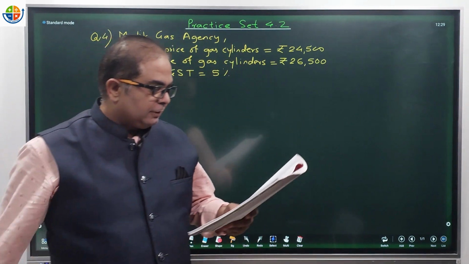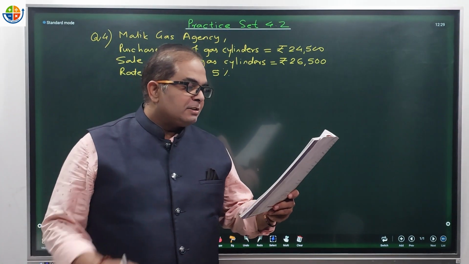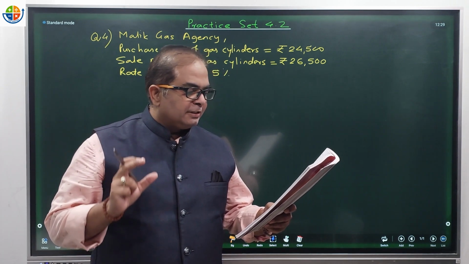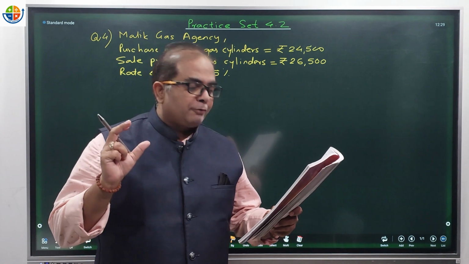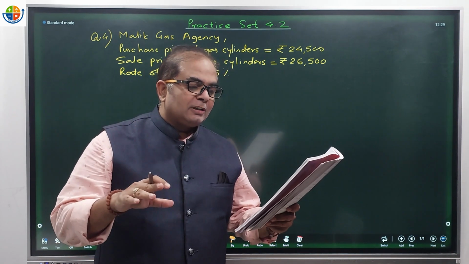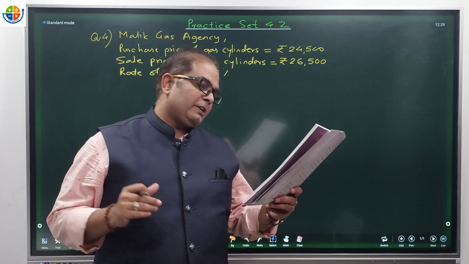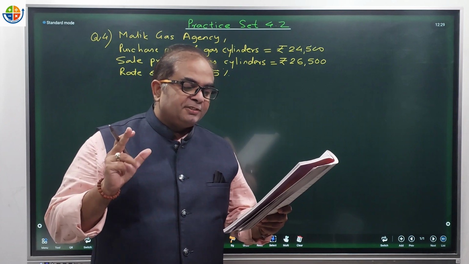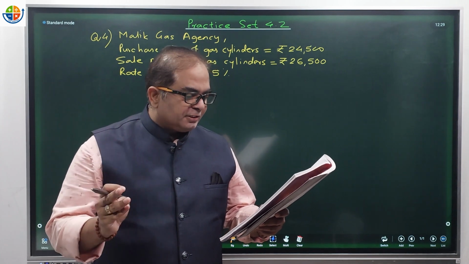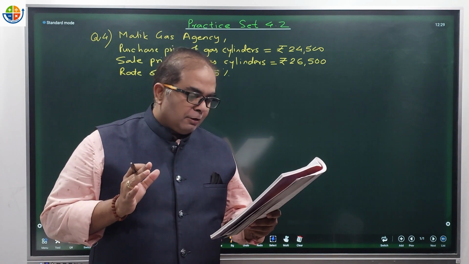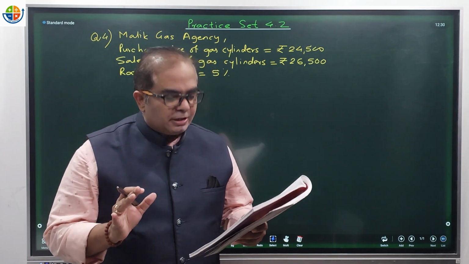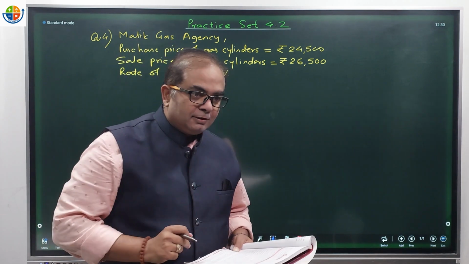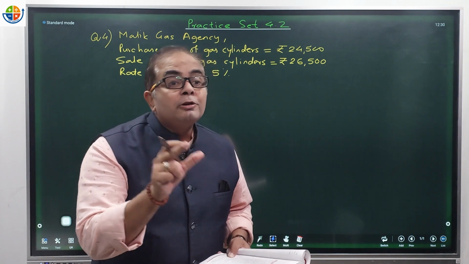Now fourth example. Malik Gas Agency, Chandigarh Union Territory, purchased some gas cylinders for industrial use for rupees 24,500 and sold them to local customers for rupees 26,500. Find the GST to be paid at the rate of 5% and hence CGST and UTGST to be paid for this transaction. For Union Territories, there is UTGST instead of SGST because S stands for state. Correct? This is not a state. This is what? Union Territory.